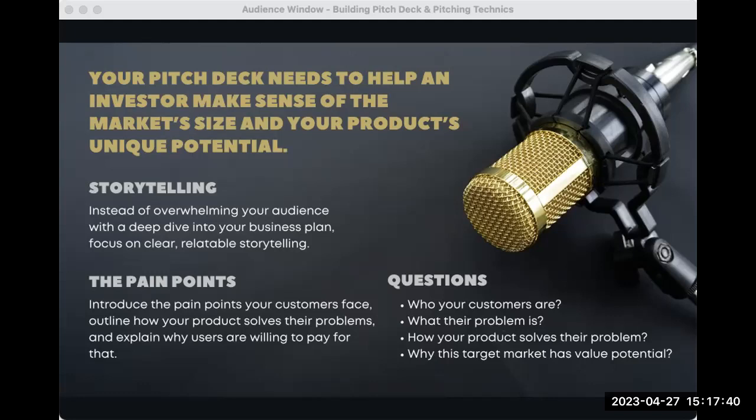So start by introducing the pain points that your customers face. Explain the challenges that they encounter and how your product solves these problems. You can share examples and use cases that show how your product is making a difference in people's lives. If you have some cases right now, this is where storytelling comes in handy.